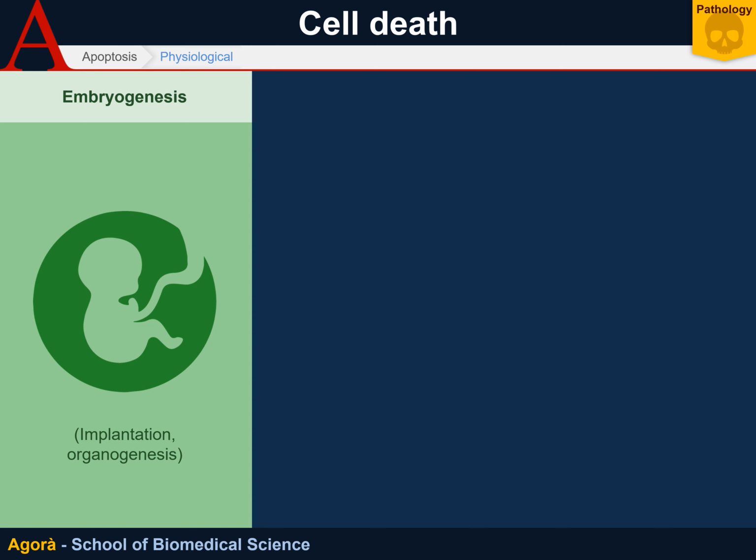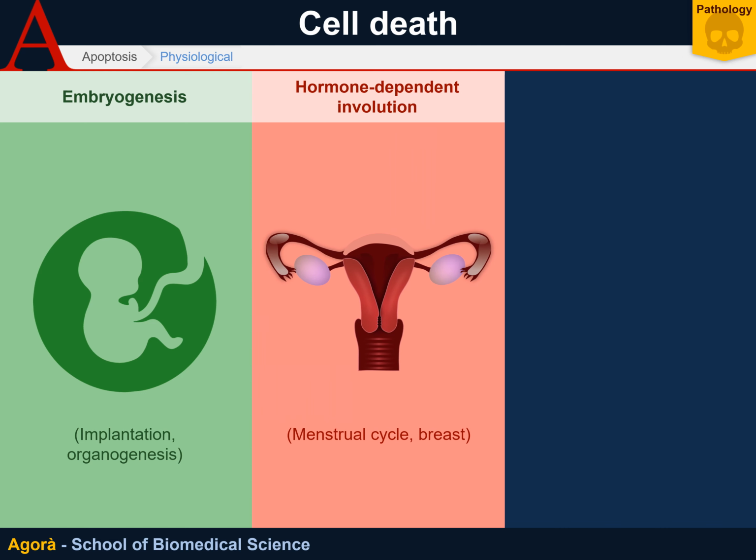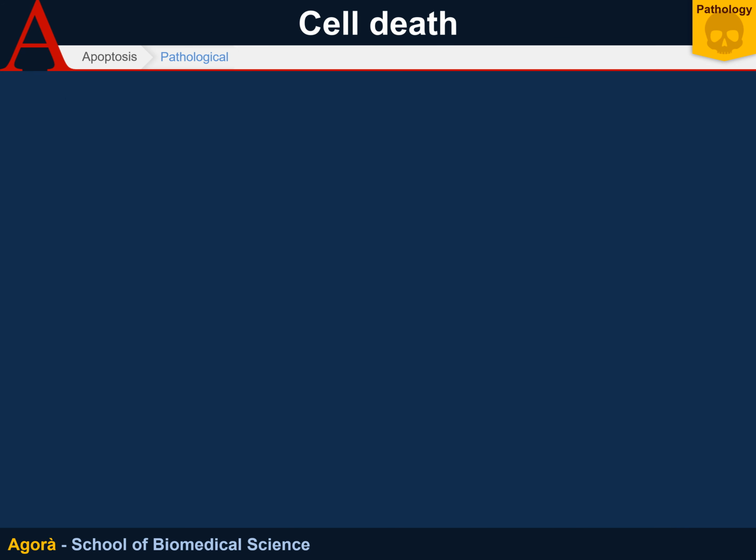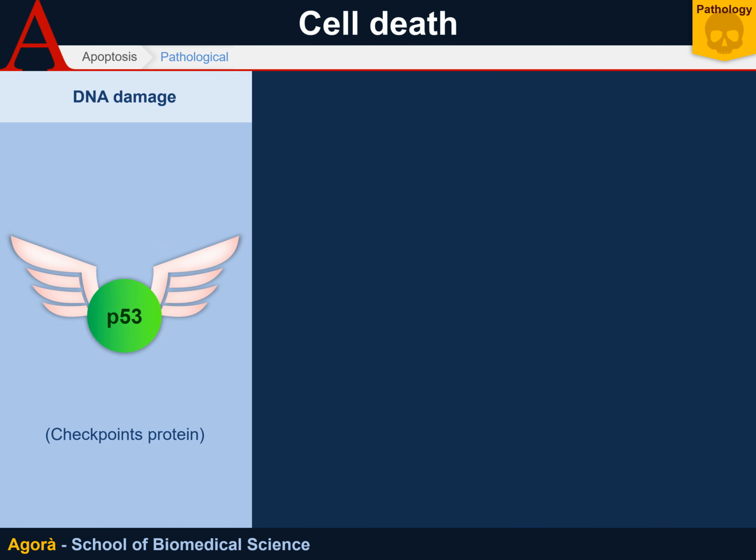Another form of physiological apoptosis is the hormone-dependent evolution that can be seen in the menstrual cycle. That is to say, the atrophy of the endometrium at the end of the menstrual cycle depends on cell apoptosis induced by hormones. Finally, apoptosis plays an important role in maintaining homeostasis in the immune system, since it removes cells that don't work properly.